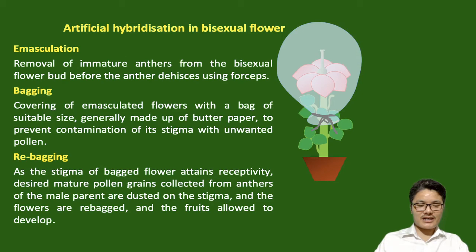So this is what I have written in the context of what I explained. As the stigma of the bagged flower attains receptivity, the desired pollen grains collected from the anther of the desired male plant are dusted on the stigma, and then flowers are rebagged, as we have seen in the animation, and finally fruits are allowed to develop. Inside the fruit will be seeds. So on germination of seeds we are able to reproduce the hybrid plant. So this is how artificial hybridization is done in case of bisexual flower.